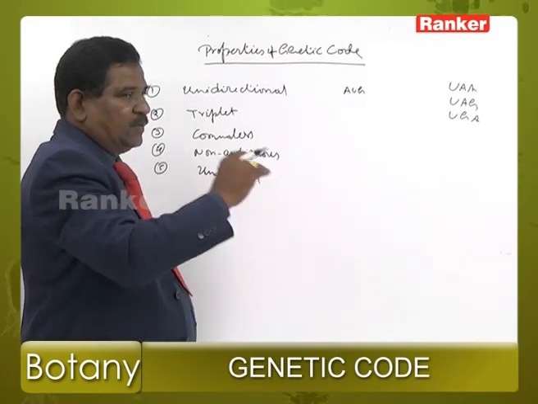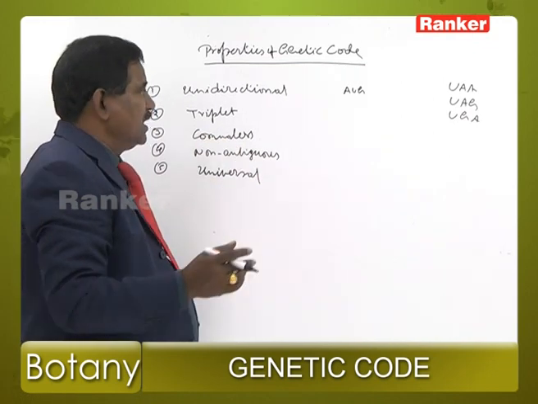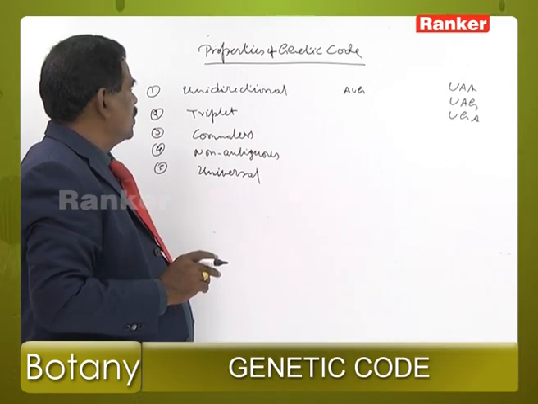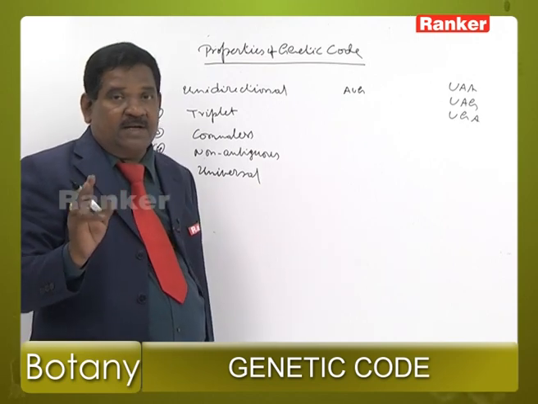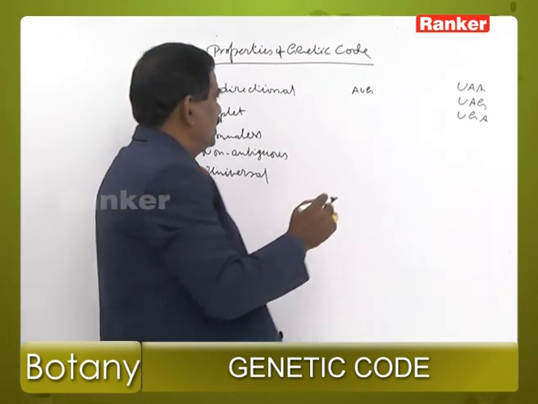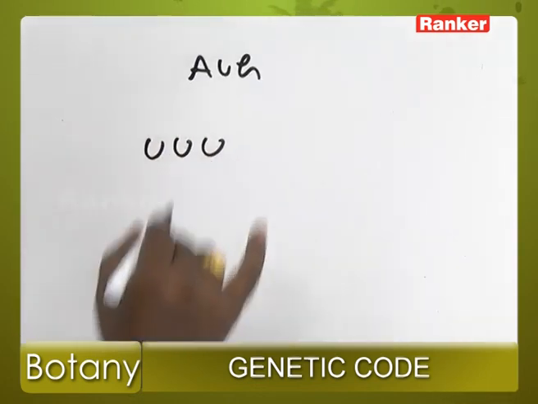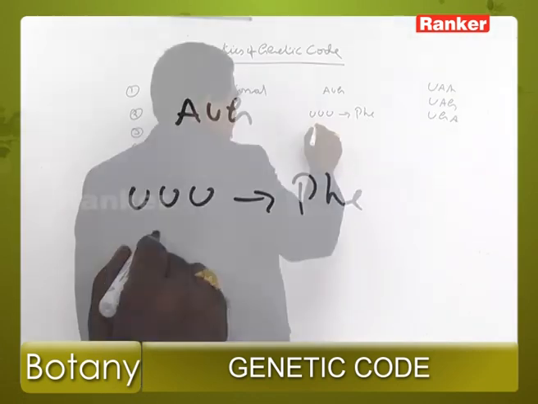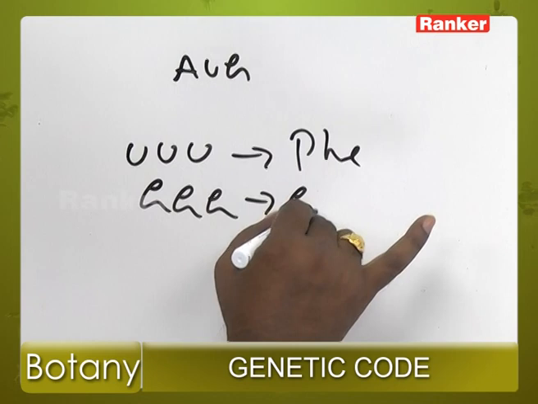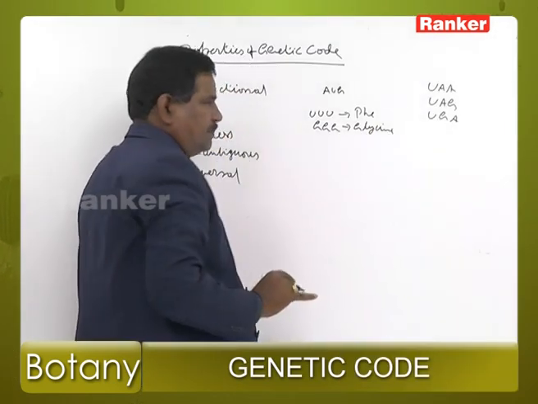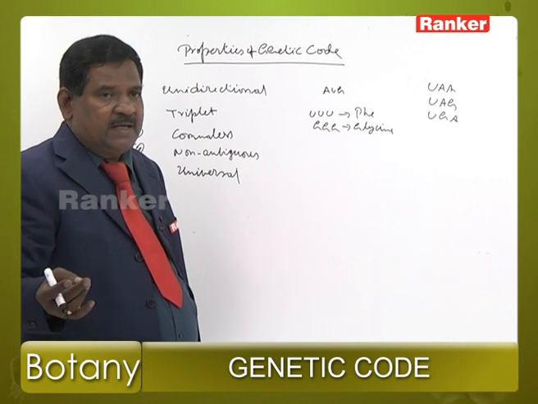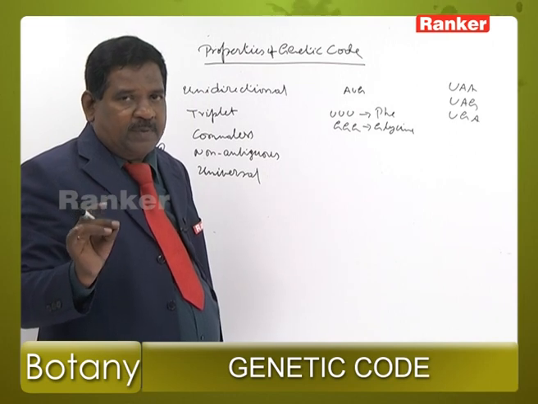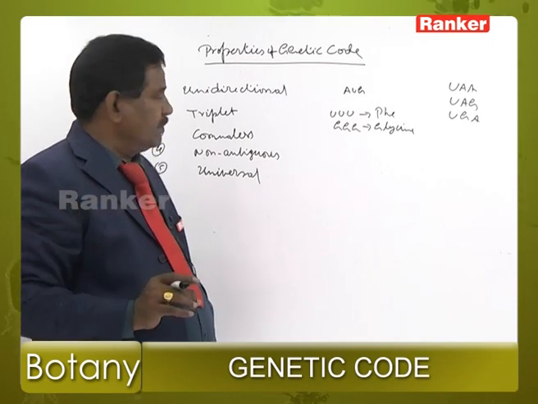So unidirectional means the protein is synthesized in one direction only, that is the 5' to 3' direction. The genetic code is a triplet because there are 3 nitrogen bases. For example, UUU is recognized as phenylalanine, GGG is recognized as glycine. That means the genetic code is a triplet codon, and one triplet codon recognizes one type of amino acid.